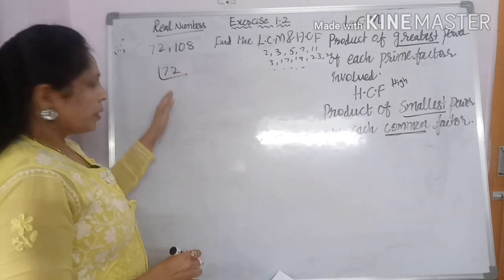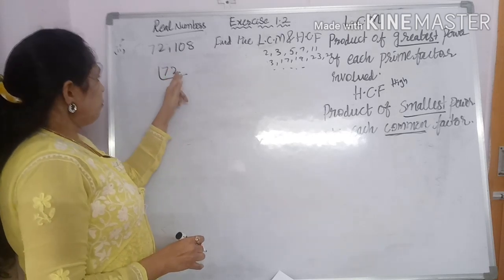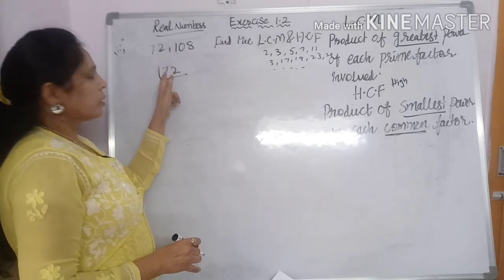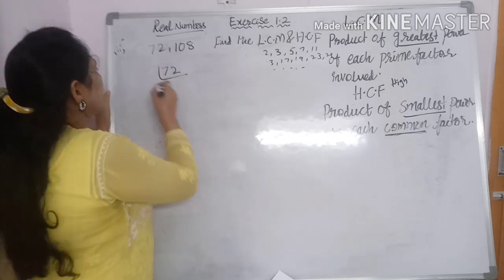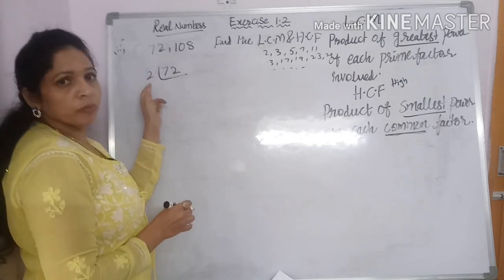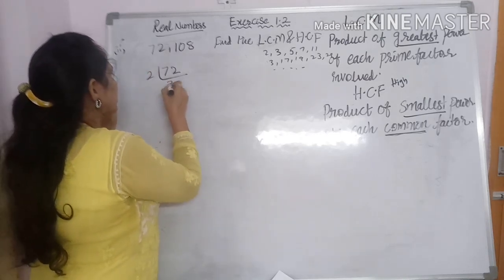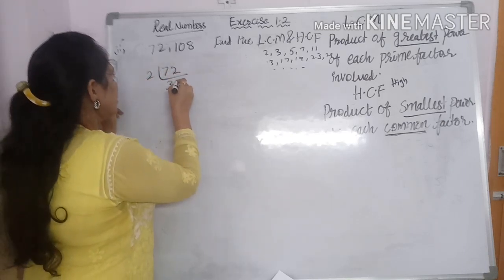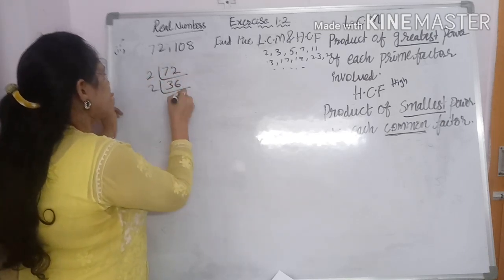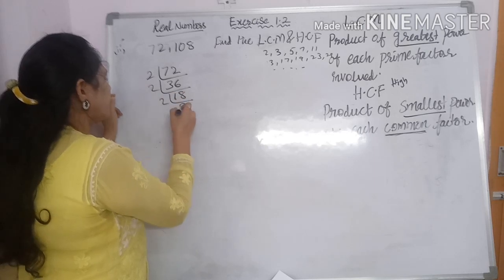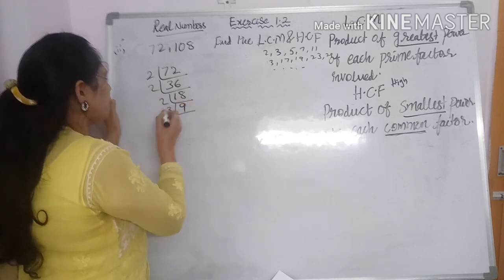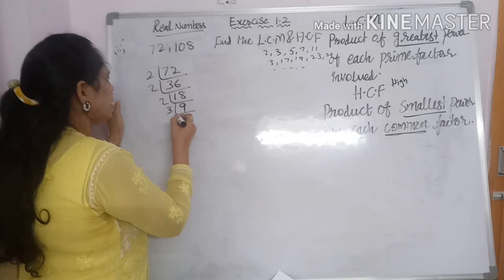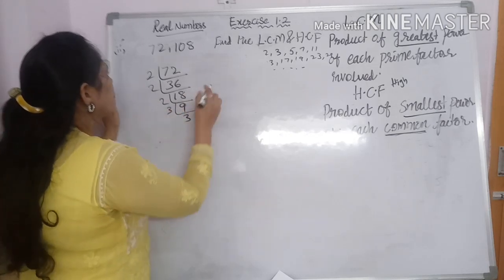72. Apply the divisibility rule. When you have 2 in the one's place, you can take 2. 2 3s are 6, 1 is a remainder. It becomes 12. 2 6 times. 2 18 times. 2 9 times. Then go with 3. Apply the divisibility rule. 3 3s are 9.